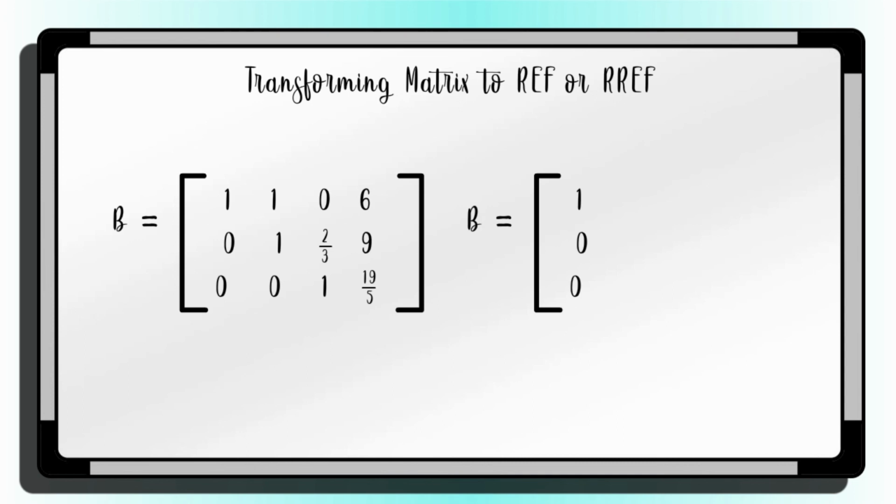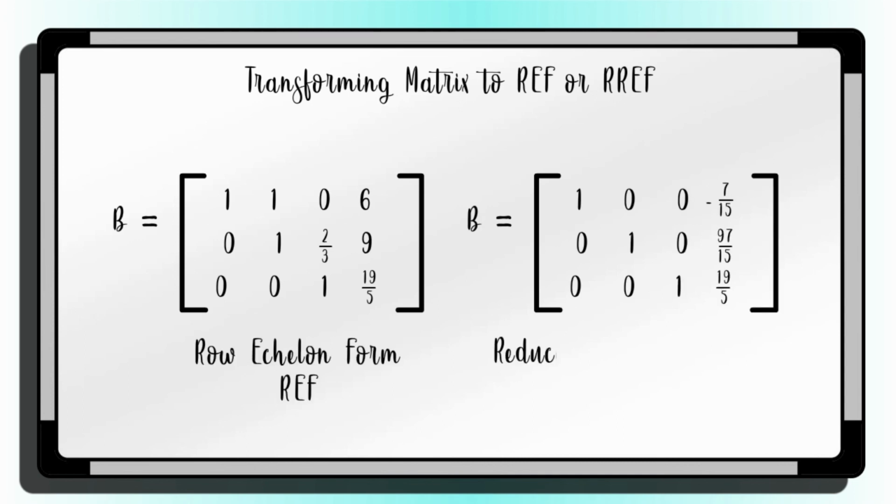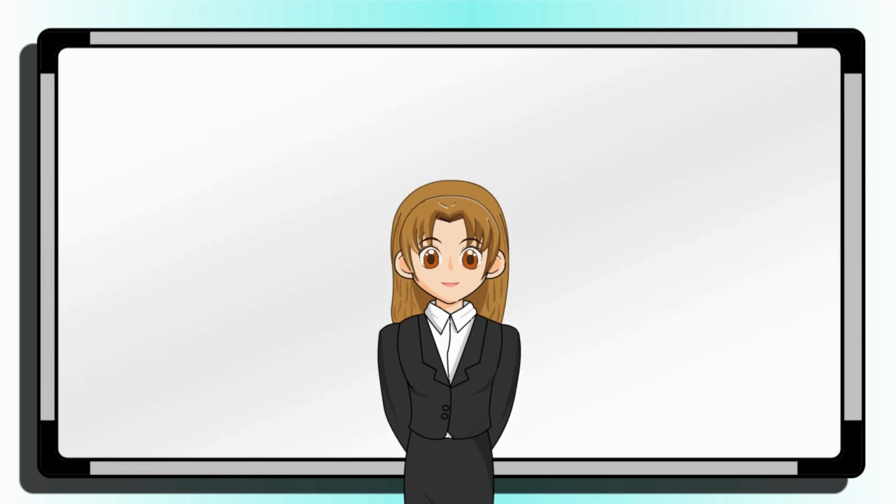To finalize our answer, here is the REF and RREF transformation of matrix B. And that is the coverage of our lesson for this video. I hope you understand how to use the three types of elementary operation and at the same time learned how to transform matrices into REF or RREF. Always remember to make sure what operation you should perform to make your solution easier and shorter.